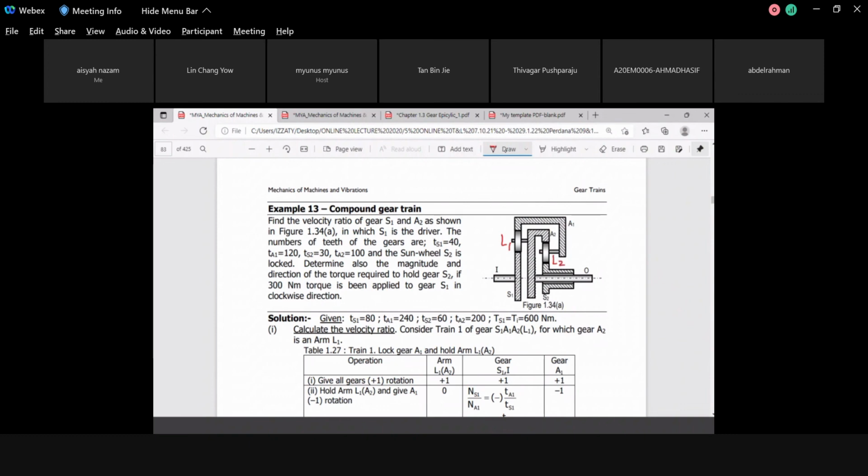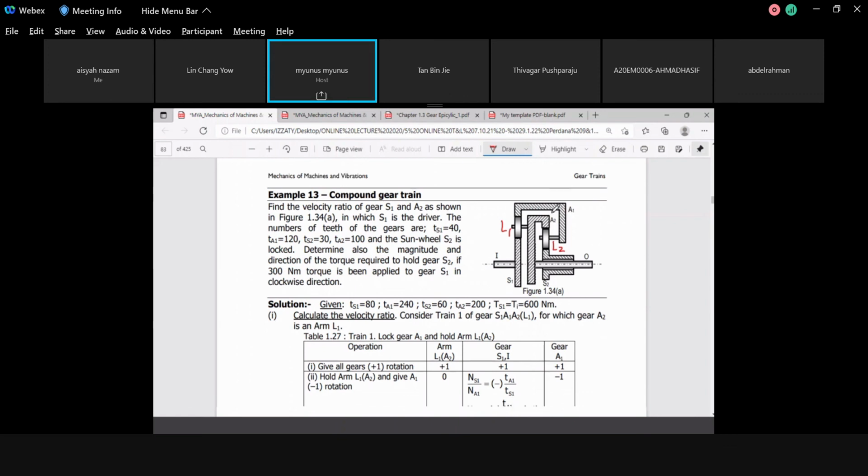So how do you categorize? Which train do you want to start first? Train number 1, isn't it? Why train number 1, Lee? Because this one is the external gear. Yes, correct. The external gear is acting as an arm. So you start with this one.